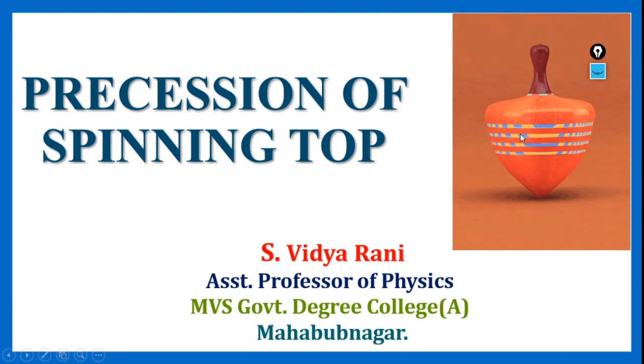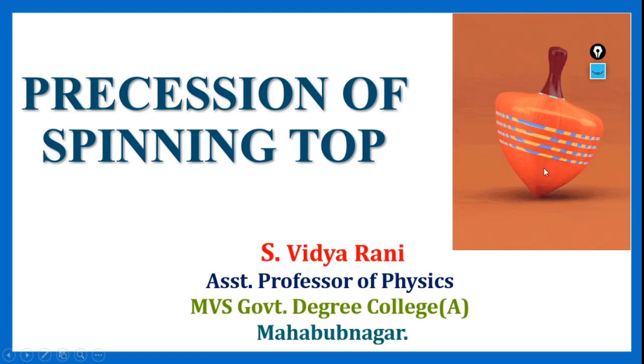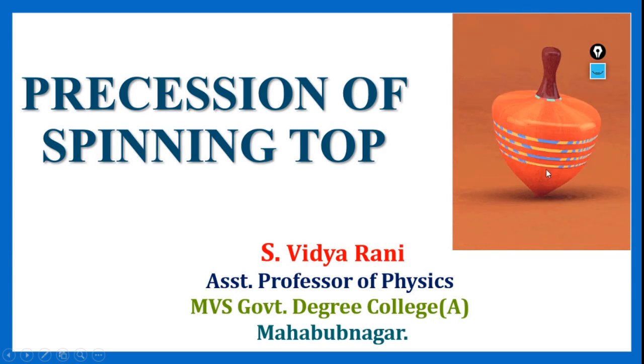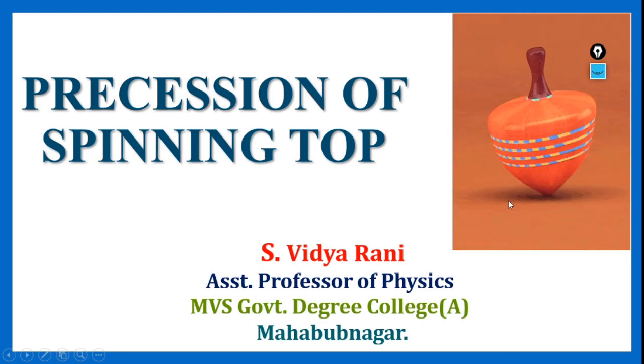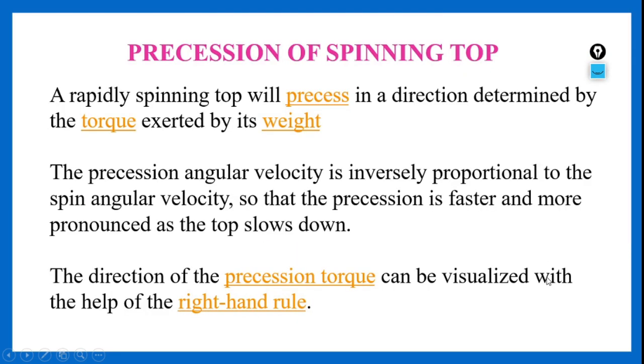Once its velocity reduces, what happens? It falls to the ground. That means until it is moving, it will not fall onto the ground. It will not experience the gravity. But once it stops rotating, what happens? This body feels the gravity, and then it falls to the ground. So we will see what the secret behind the spinning top is. First we will see the precession of a spinning top.